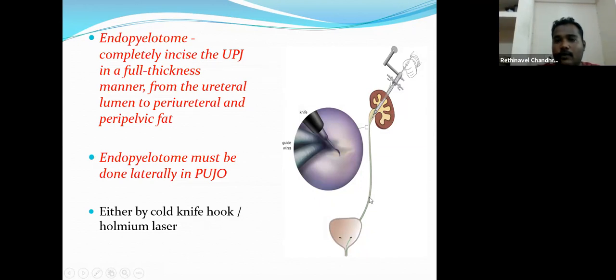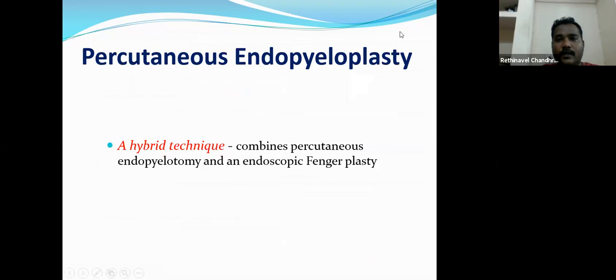You put a ureteroscope, you will go along the path of the ureter and you will cut here. This is the endopyelotomy, either done via an antegrade approach or a retrograde approach. What is percutaneous endopyelotomy? This is a hybrid technique, combining endopyelotomy and endoscopic pyeloplasty.